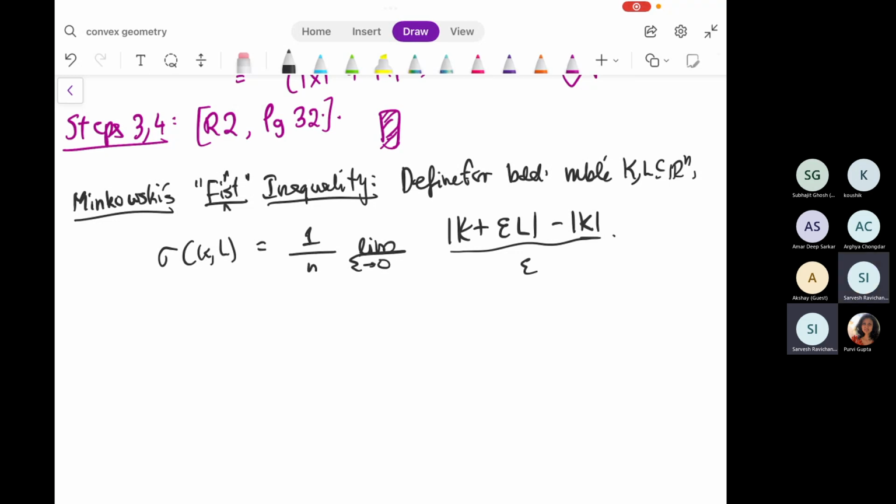And if you define sigma KL like this, then it turns out that sigma of KL is actually greater than or equal to the volume of K to the n minus 1 by n times the volume of L to the 1 by n. So this particular relation is very interesting.